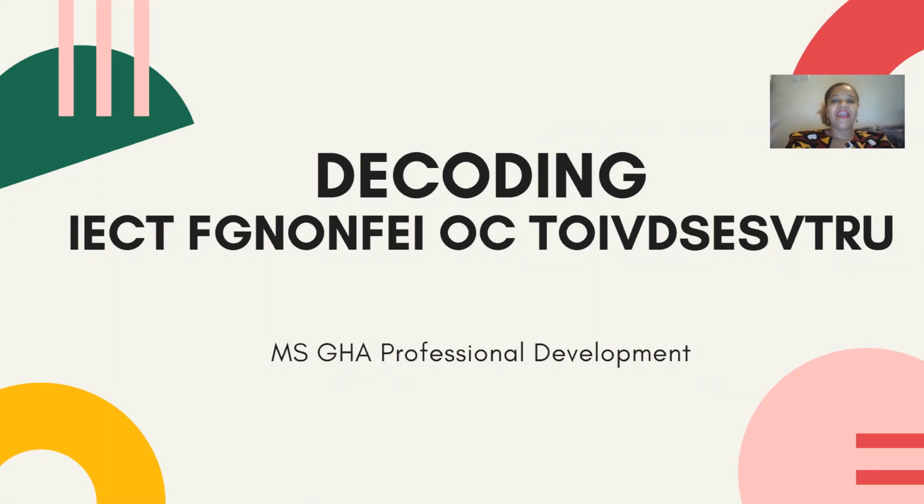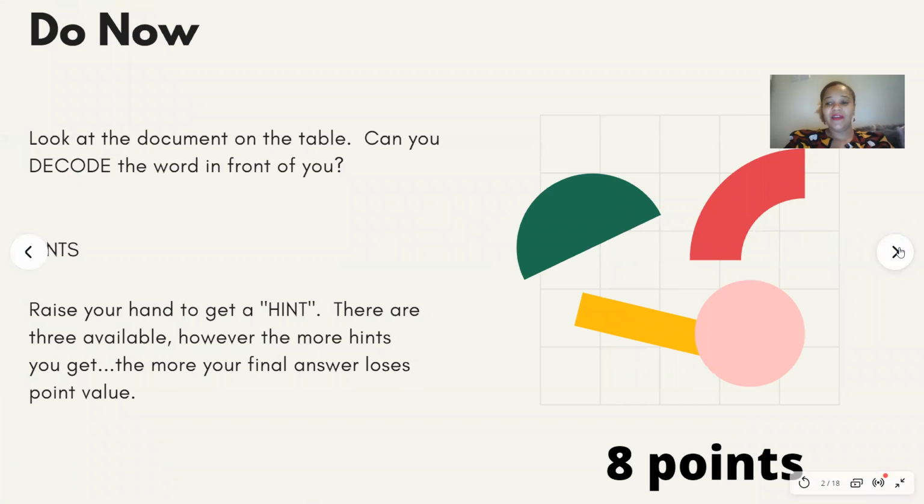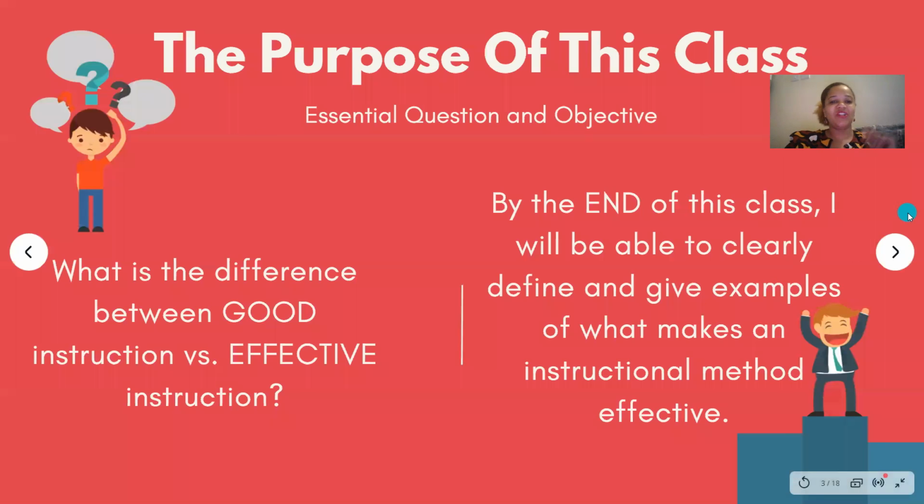So if you haven't caught it yet, we have decoded the term: good versus, that's the abbreviation, effective instruction. And that's actually the purpose and the essential question and objective of this course. It is, what is the difference between good, that's one of your words, versus effective instruction?